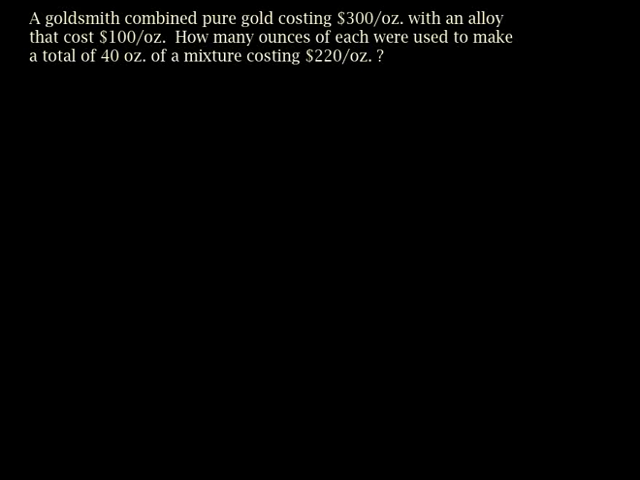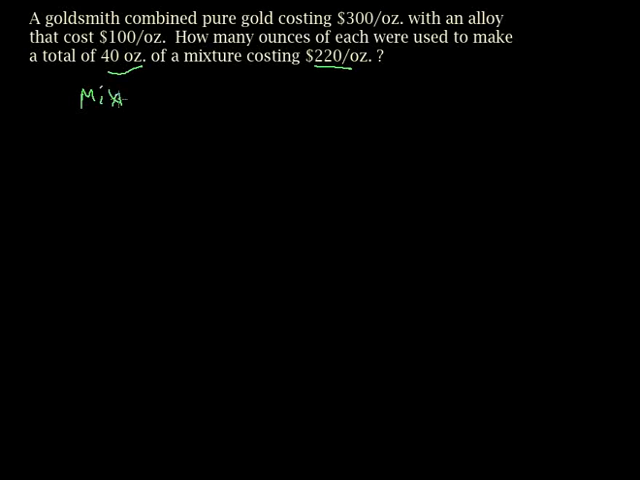Hi, we have a mixture problem here where a goldsmith combines pure gold, costing $300 an ounce, with an alloy that costs only $100. So he wants to mix the two, make a mixture that's 40 ounces that costs $220 an ounce. Okay, this is a classic mixture problem.